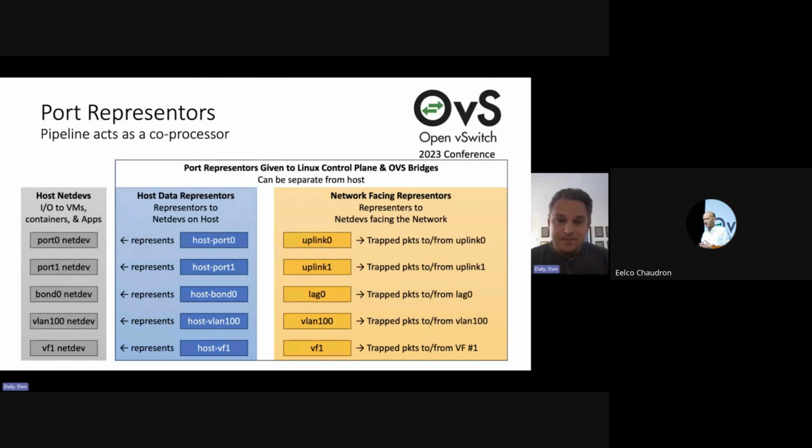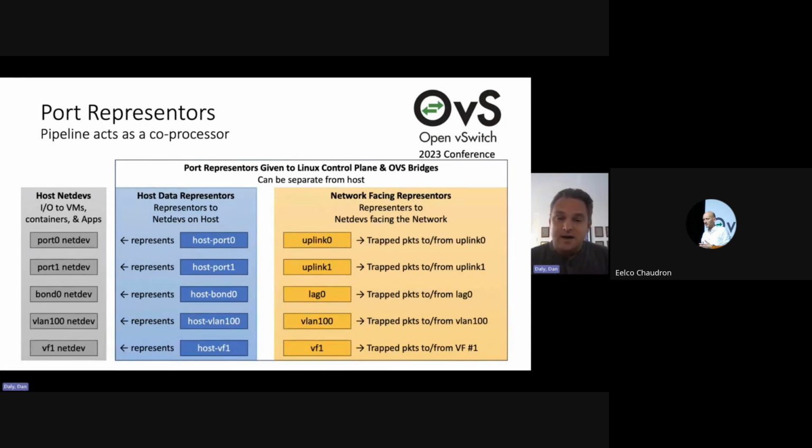And then inside this port representer space, for each of the host net devs on the left, we're going to have a port representer that we use to say, if some traffic needs to be trapped to this Linux control plane because the coprocessor can't handle it, the fast path can't fully process that packet, we're going to trap those packets into these port representers. And so those are represented in blue.